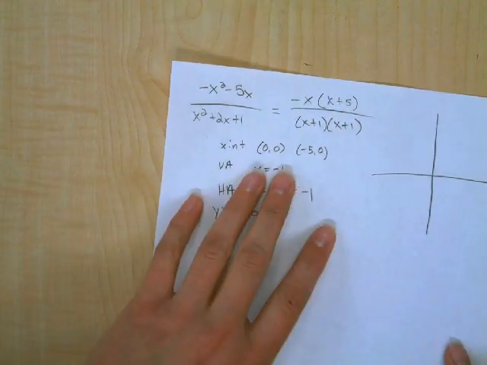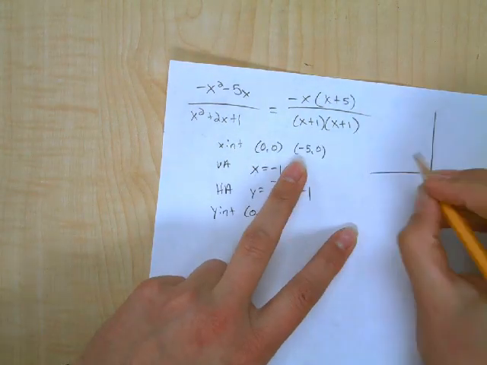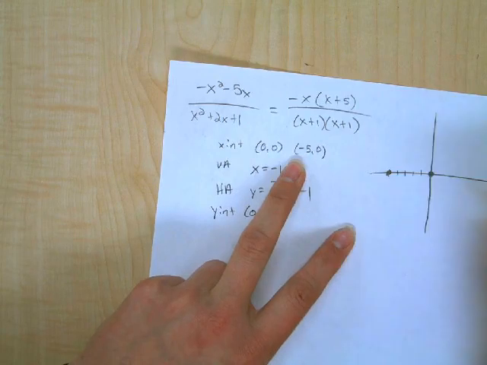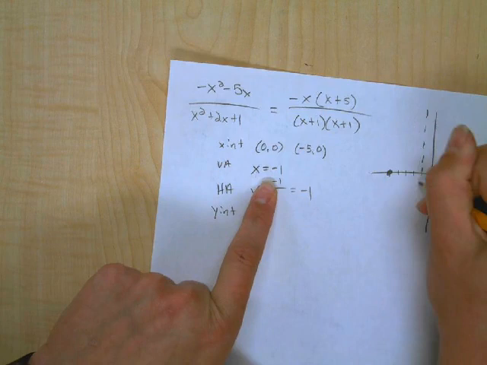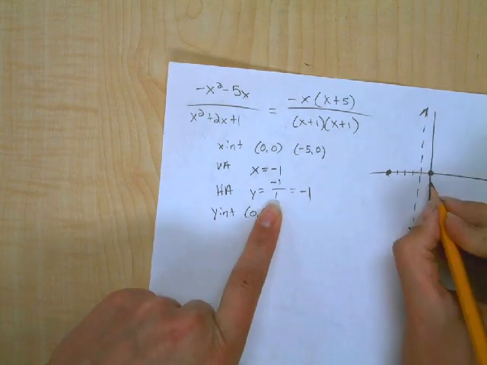Okay, same sort of thing. So I've got an x-intercept at 0, 0. I've got negative 5, 0. We know they're crossing at those two points. I don't have any holes. I've got a vertical asymptote at negative 1. And I've got a horizontal asymptote at negative 1.